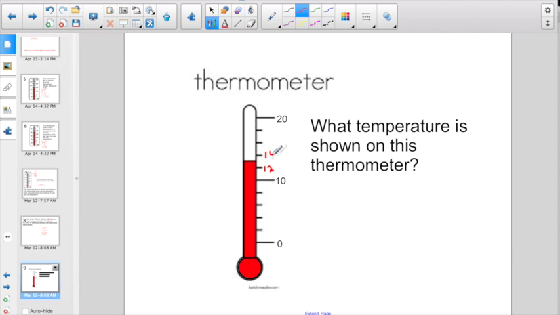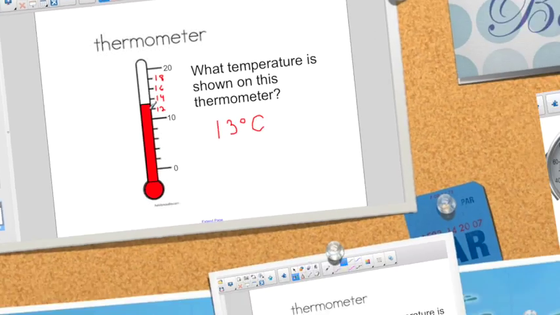Here would be 14 degrees. Here would be 16 degrees. And here would be 18 degrees. But right now, the thermometer is halfway between 12 and 14 degrees. Well, what number is halfway between 12 and 14? That would be 13 degrees, right?